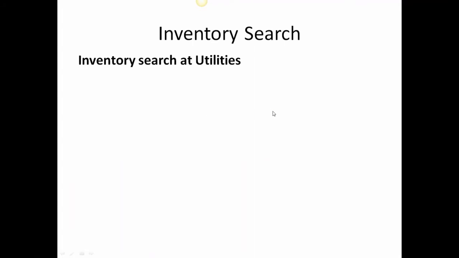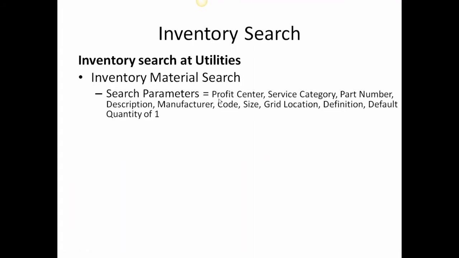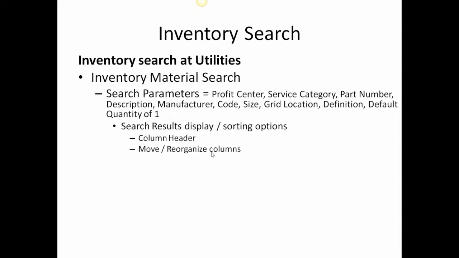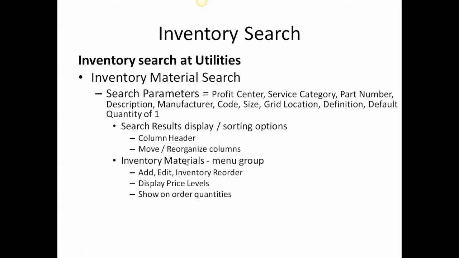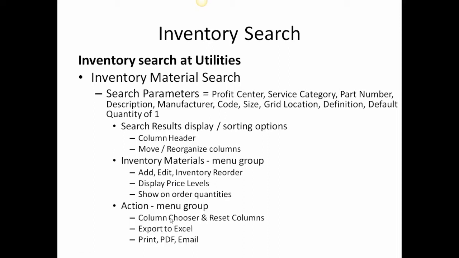Let's just go back to the presentation and do a quick review. Inventory material searches, your parameters are open. Your defaults are going to be quantity of 1 and your default profit center, but as you see, you can search on any of the other parameters. Search display and sorting options: sort by column header, move or reorganize the columns. From the inventory materials groups, the add, display, and show on order quantities, and from the action group, the column chooser, export to Excel, prints, emails, and PDFs.